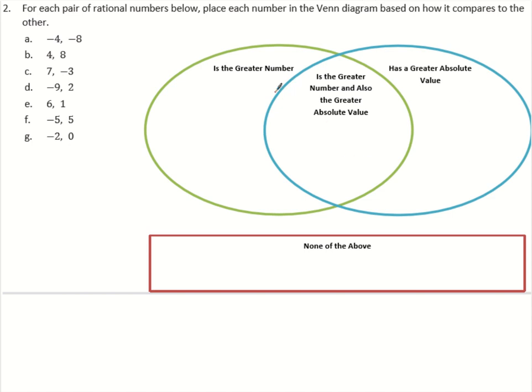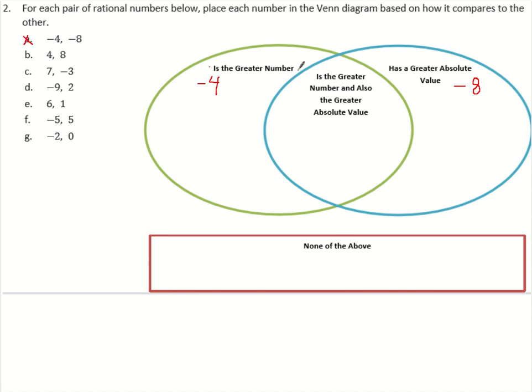It's a little confusing. It says for each pair of rational numbers below, place each number in the Venn diagram based on how it compares to the other. So let's completely ignore everything other than question A over here. Part A gives us two numbers, -4 and -8. If I'm looking at the two of these, I ask myself, well, which one of these two numbers is the greater number? -4 or -8? Okay, -4 is the greater number. But does it also have the greater absolute value? Which one has the greater absolute value? -4 or -8? Well, -8 has the greater absolute value, so that means that -4 is the greater number, and it goes in here, and -8 has the greater absolute value, so it goes in here. No numbers are in these two categories yet.